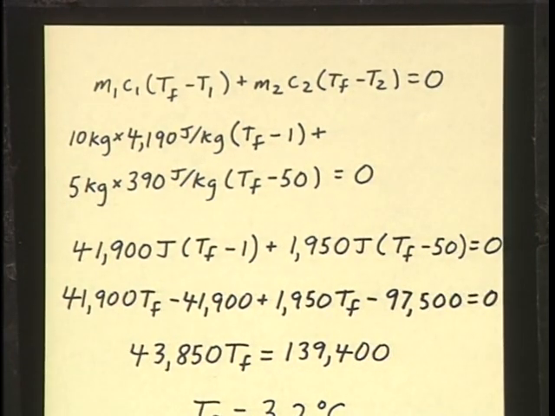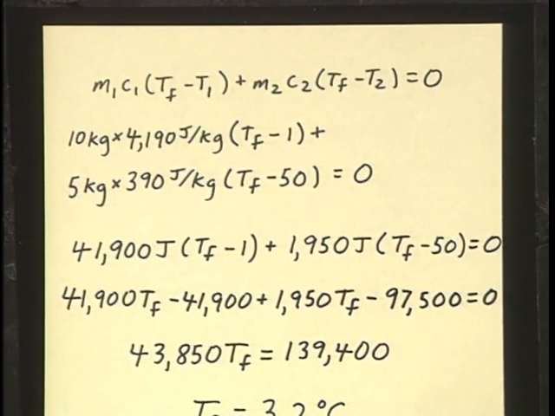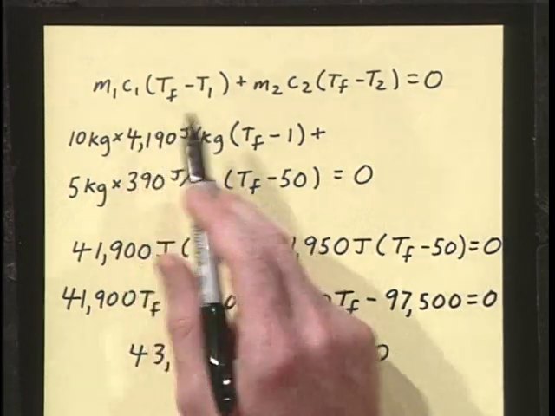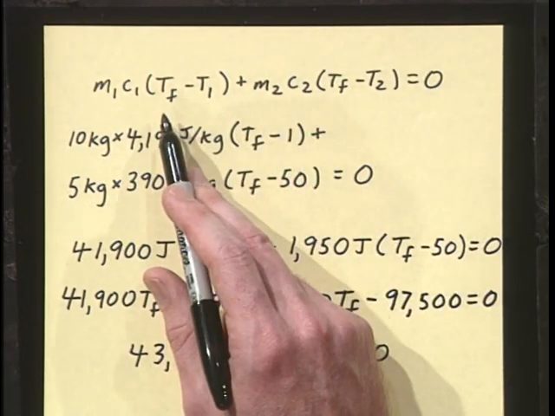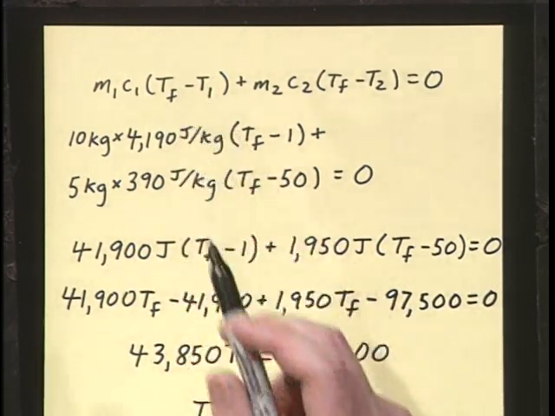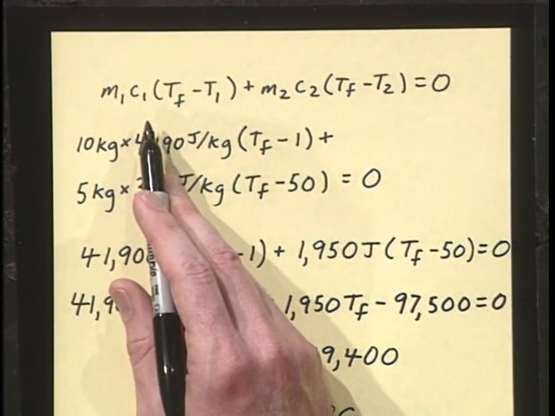We have 2 terms: the water and the copper vessel. So there's only 2 terms that we need to deal with. We have an M1 and M2 and a C1 and a C2, and for both of them we have the temperature after thermal equilibrium minus the initial temperature.